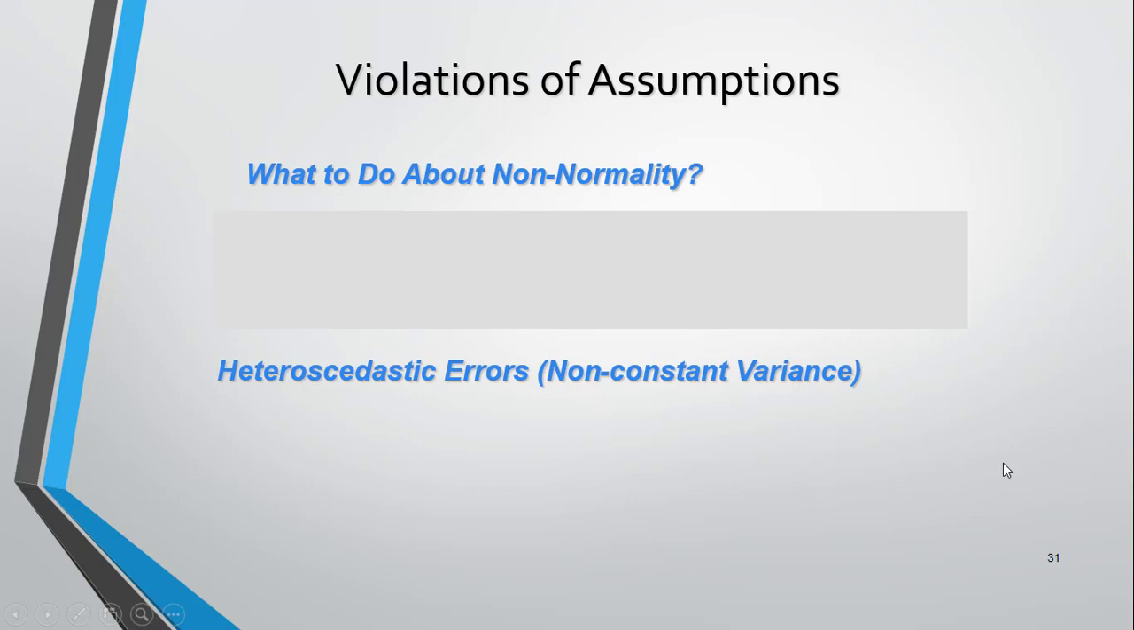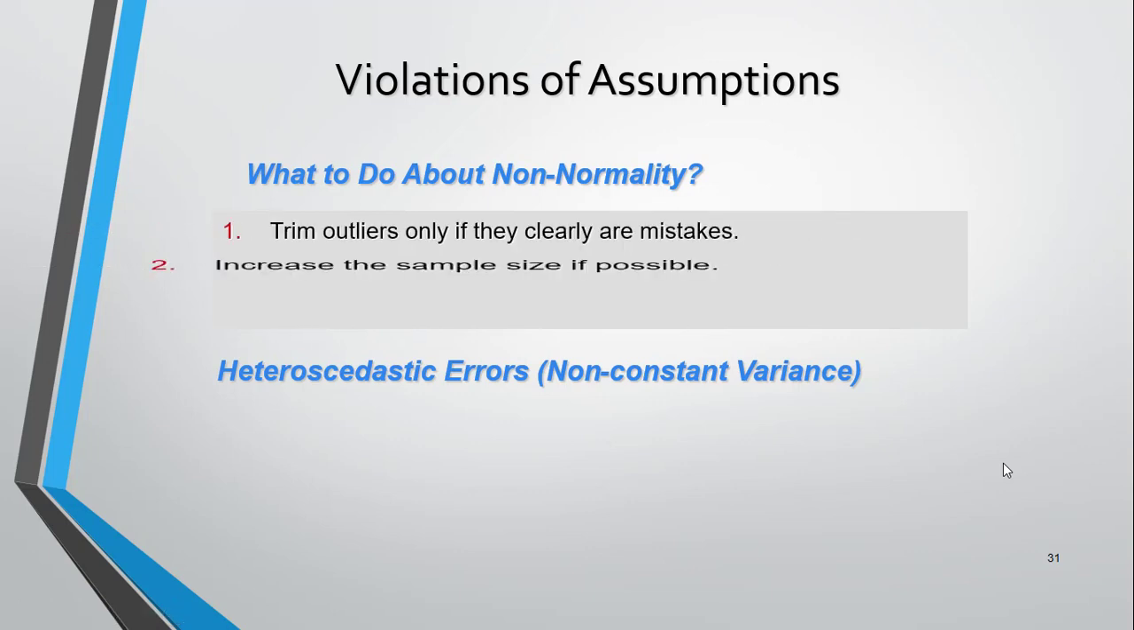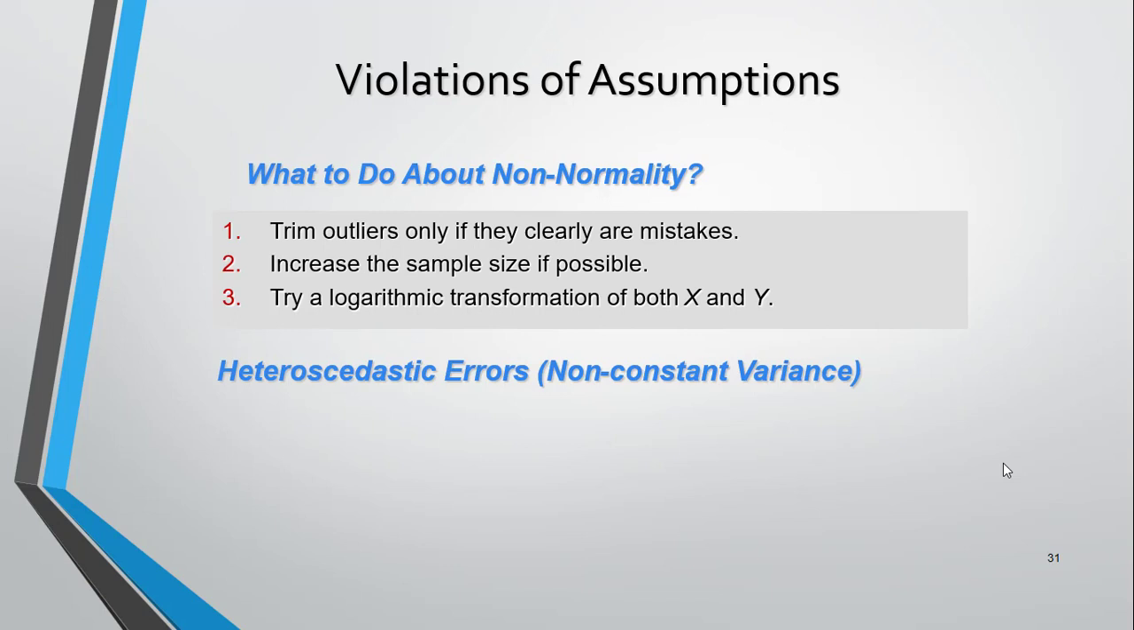What do we do about non-normality? Remember the outliers affect that, right? So if you see a non-normality situation, you can trim the outliers if they are clearly mistakes. Sometimes you can tell if an outlier is really just an error. Or you can increase the sample size if possible, or you can try a logarithmic transformation for both x and y. Then you can probably correct for this non-normality.